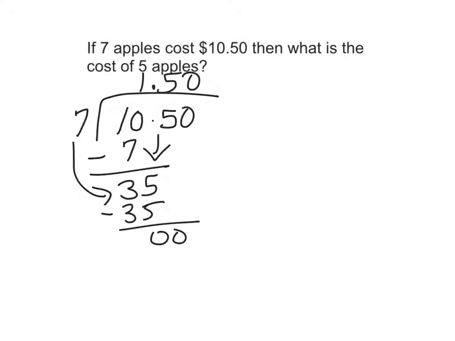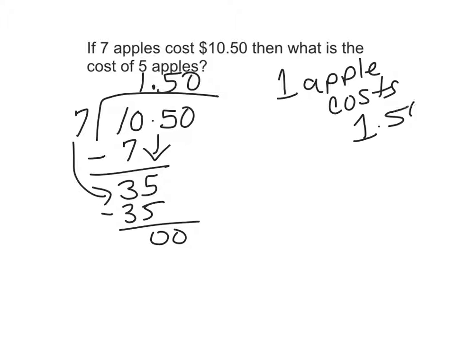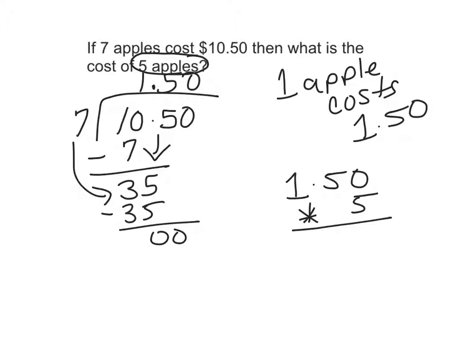So each apple, so one apple costs $1.50. All right, and I want to know the cost for 5 apples. So what I'm going to do is take my $1.50 for 1 apple and multiply it by 5 to find the cost for 5 apples.